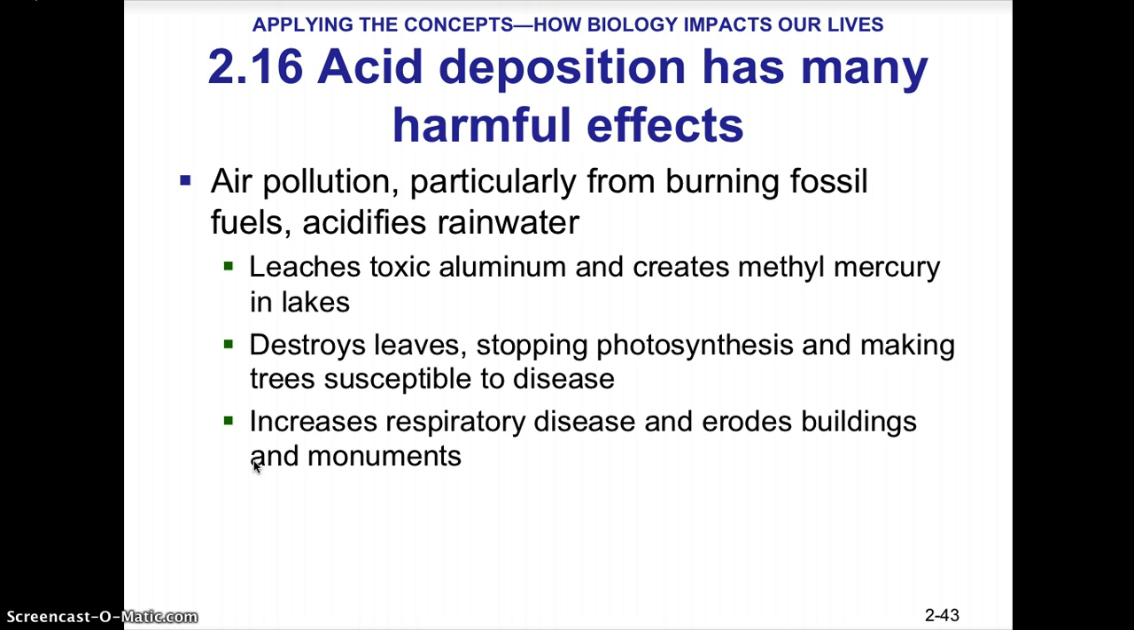So acid deposition has many harmful effects. Acid deposition is caused by air pollution, particularly from burning fossil fuels, and it acidifies rainwater. It can leach toxic aluminum and create methyl mercury in lakes. This destroys leaves, stopping photosynthesis and making trees susceptible to disease. It also increases respiratory diseases and erodes buildings and monuments.